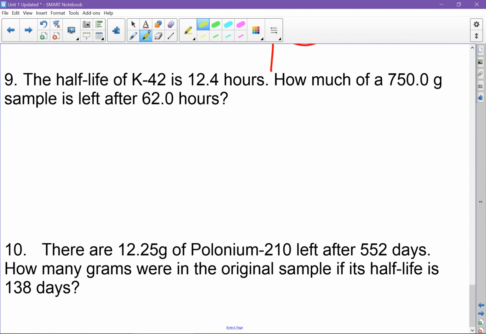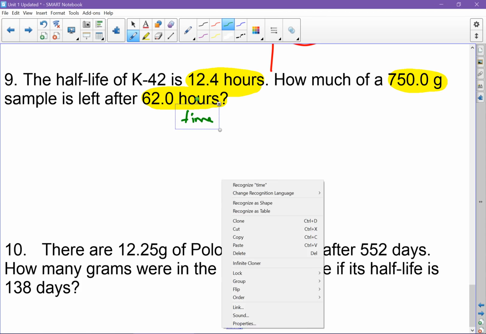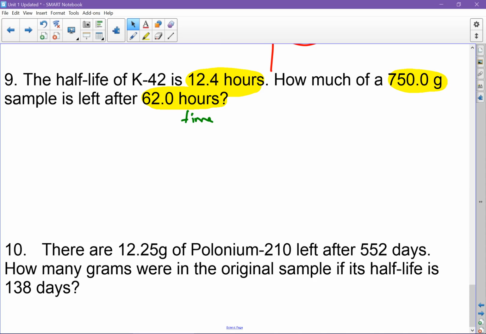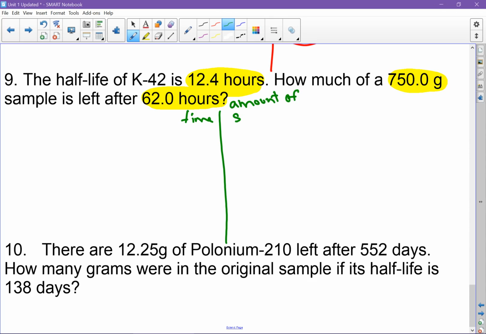Alright, let's do this one. Let's find some numbers. And let's set up our t-chart. We want time, and we want the amount of the substance. Time always starts at 0, remember, and in this column we are going to add. It tells us the half-life is 12.4 hours. You're going to add that half-life amount, okay?